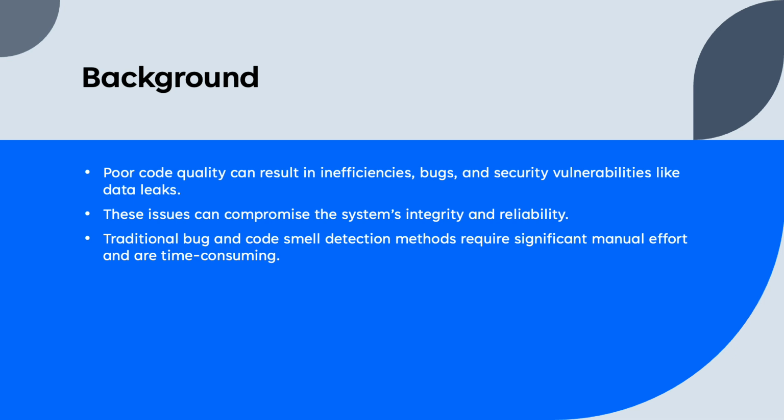So here's some background for our application. Poor code quality can result in inefficiencies, bugs, and security vulnerabilities like data leaks. These issues can compromise the system's integrity and reliability. Traditional bug and code smell detection methods require significant manual effort and are time consuming. Another point to bring out is many times the code detection and code smell tools are run at the end of a PR or when an application has been deployed. So it doesn't happen real time, and that's something that we wanted to research, build a tool around, and see how we can fix that.